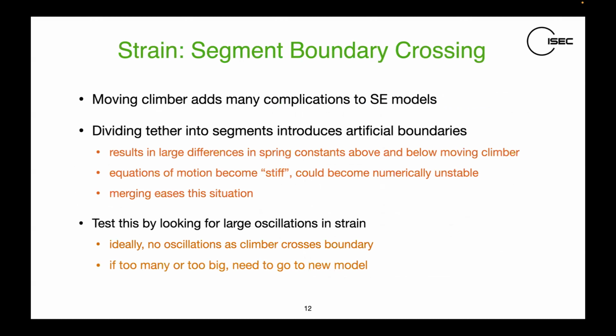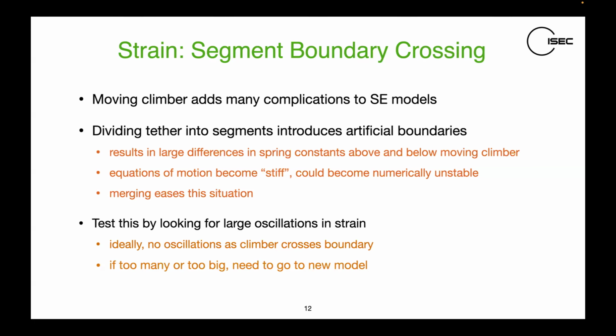So as I mentioned, lots of complications added. This introduces artificial boundaries, and you have to deal with that. As I said, you can do it by merging pieces of the tether together. The equations of motion become stiff. So as I mentioned, in this case, the spring constants become very large. Either you have to have very, very small step sizes, or things become unstable. And so we do the merging to take care of this situation.